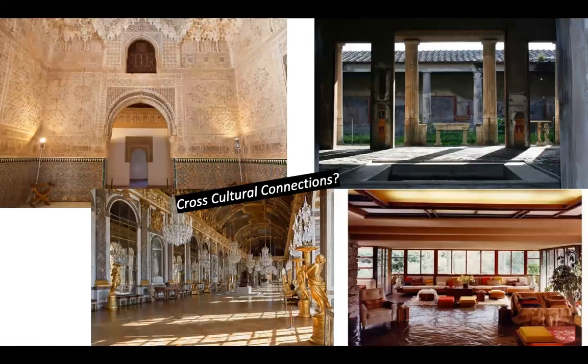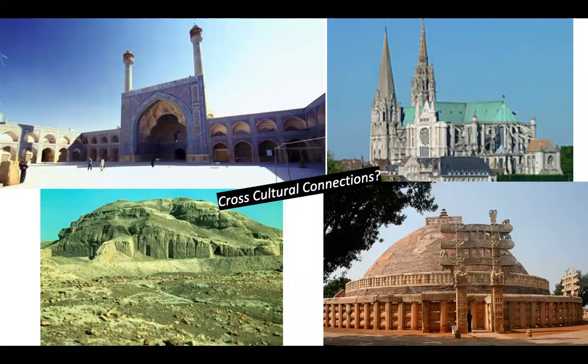Cross-cultural connections. What do these all have in common? You've got the Hall of the Sisters in the Alhambra Palace. Yep, that's on the top left. You can see the muqarnas on the roof. You've got the House of the Vettii, which is Roman. And then you've got Frank Lloyd Wright's Fallingwater. And then you have the Hall of Mirrors from Versailles. So lots of different time periods and lots of different places. These are all just pictures of interiors, being inside of different spaces. Pretty cool.